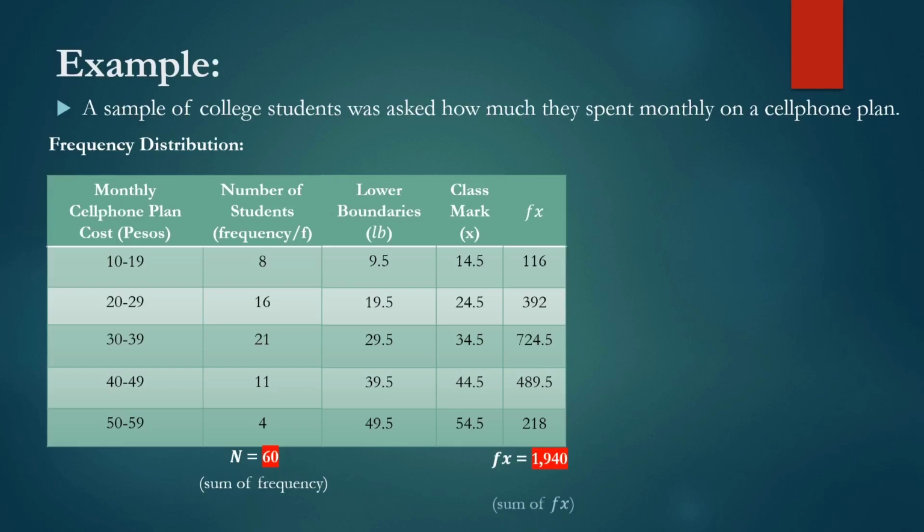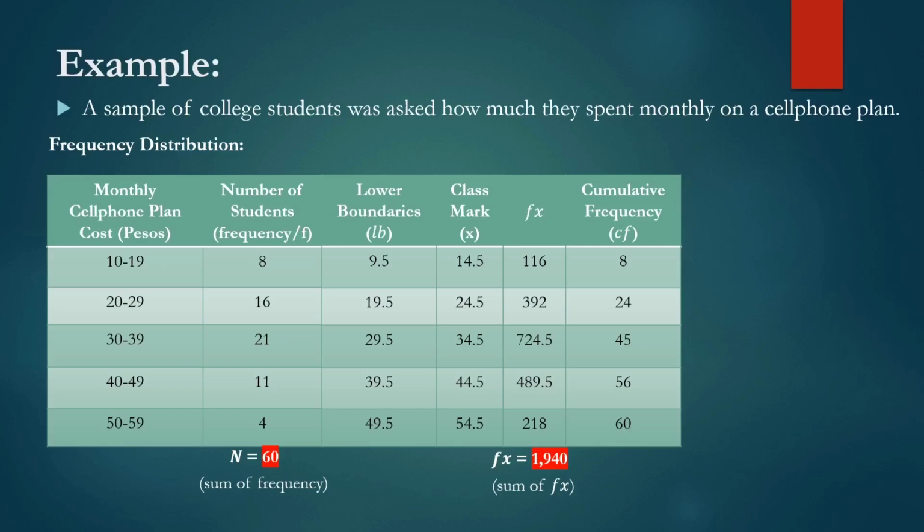Now, the last column is the cumulative frequency. How are we going to get it? Let's look at the frequency column. The first number is 8. So, let's just copy 8 and put it in the first row of the cumulative frequency. And now, the 8 in the cumulative frequency, we will add to the next frequency, which is 16. So, 8 plus 16 is 24. 24 plus 21 is 45. 45 plus 11 is 56. And 56 plus 4 is 60. Now, the frequency distribution is complete.